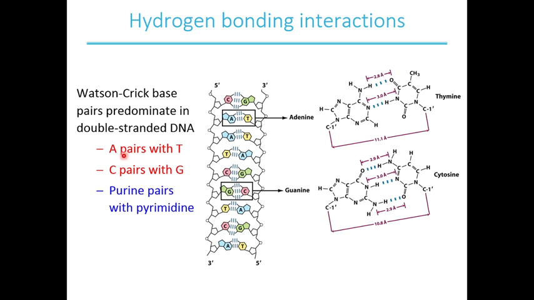In this case, adenine from one strand base pairs with thymine from the adjacent strand. Cytosine from one strand hydrogen bonds with guanine of the adjacent strand. In general, purine hydrogen bonds with pyrimidine. Adenine and guanine are purine bases versus thymine and cytosine are pyrimidine bases. As you can see on the right here, the hydrogen bonding between adenine and thymine is weaker as compared to guanine and cytosine. The reason is that there are two hydrogen bonds in case of adenine-thymine versus three hydrogen bonds in case of guanine and cytosine.